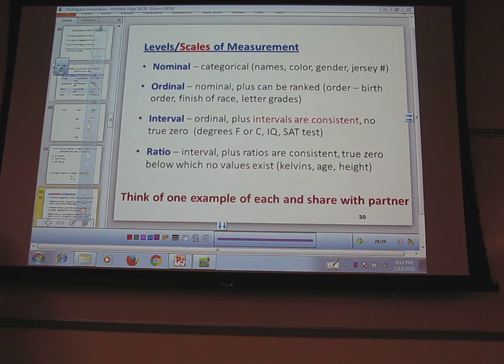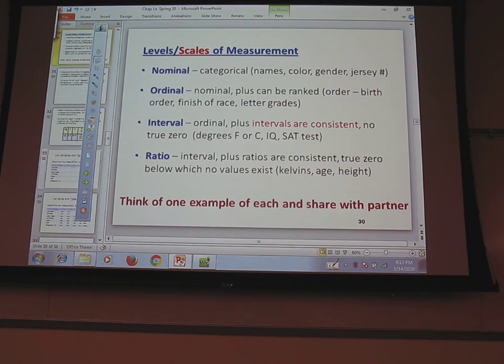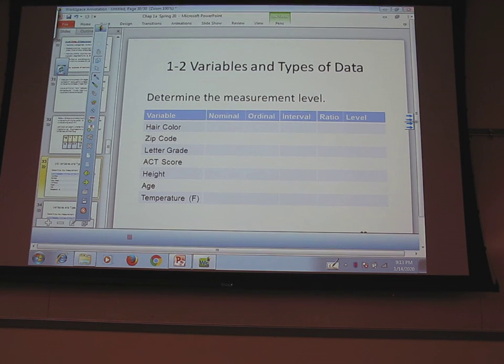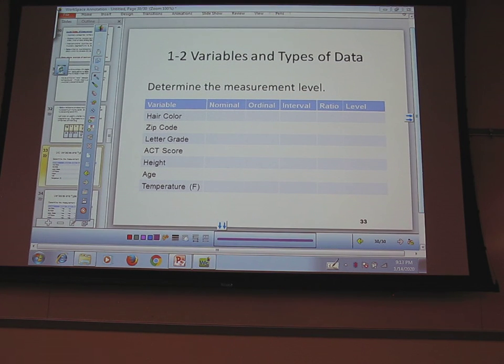I don't want to spend a ton of time on this because it's really not super important, but I have to cover it because it's in the course outline. So let's take a look at this one. And just with your neighbors, take a minute and try to figure out which one each of these is.